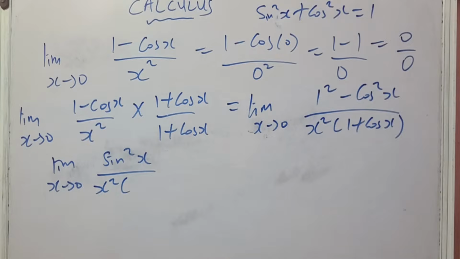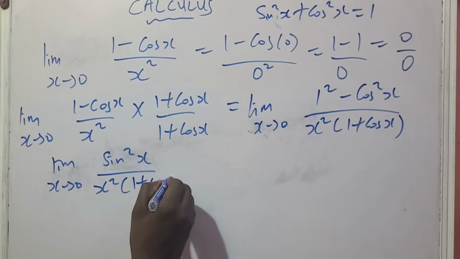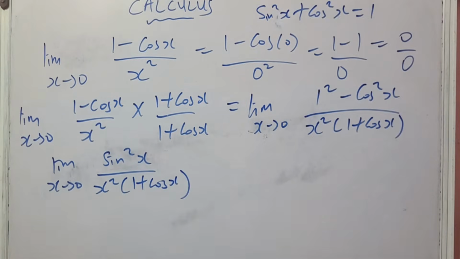You can see the way we're making use of our understanding of trigonometry to answer these questions. That's very, very key. All right, so we have 1 plus cos x. Now look at something very important here. We have something happening here.